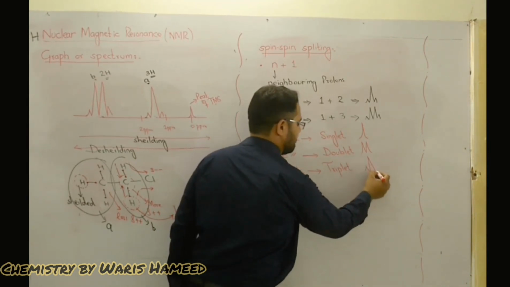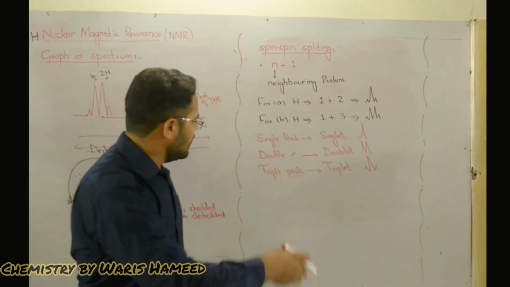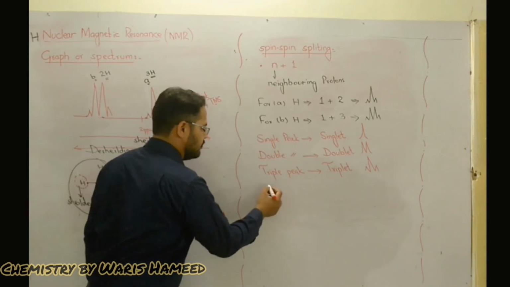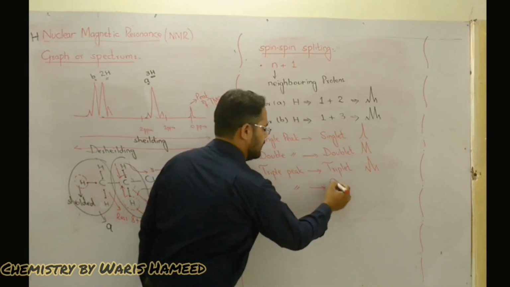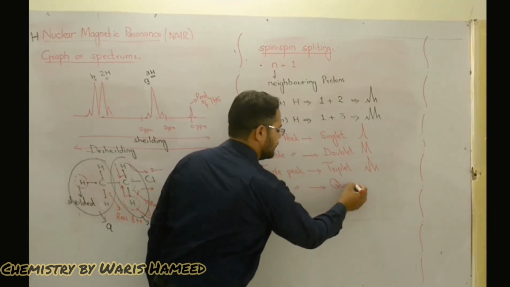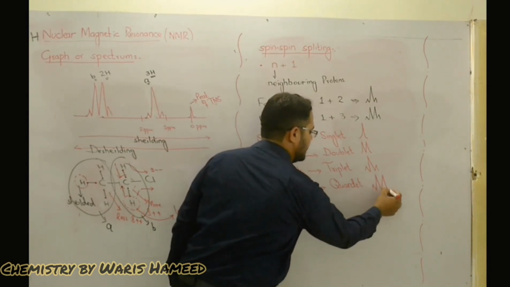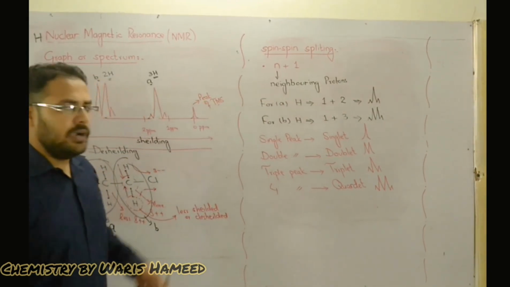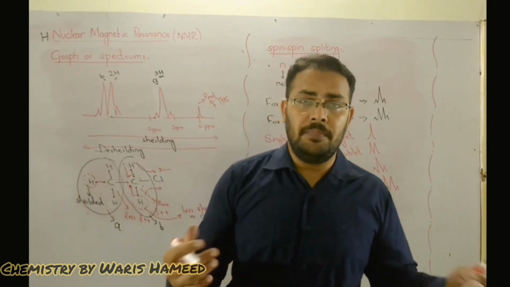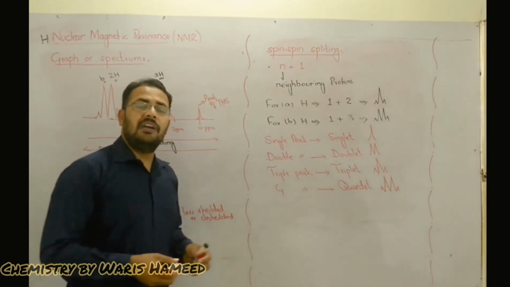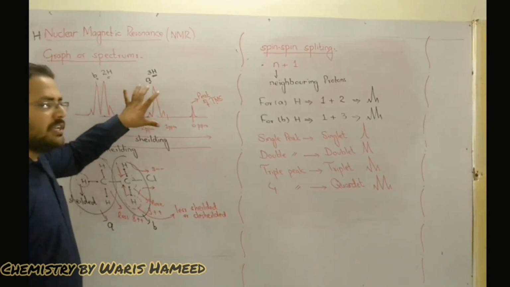The side peaks will be smaller and the middle peak will be larger. If we receive 4 peaks, then it will be a quartet, and it will have 4 peaks. And if we face 5, 6, 7 and so many peaks, then it will be a multiplet peak. Now, why does this splitting occur?